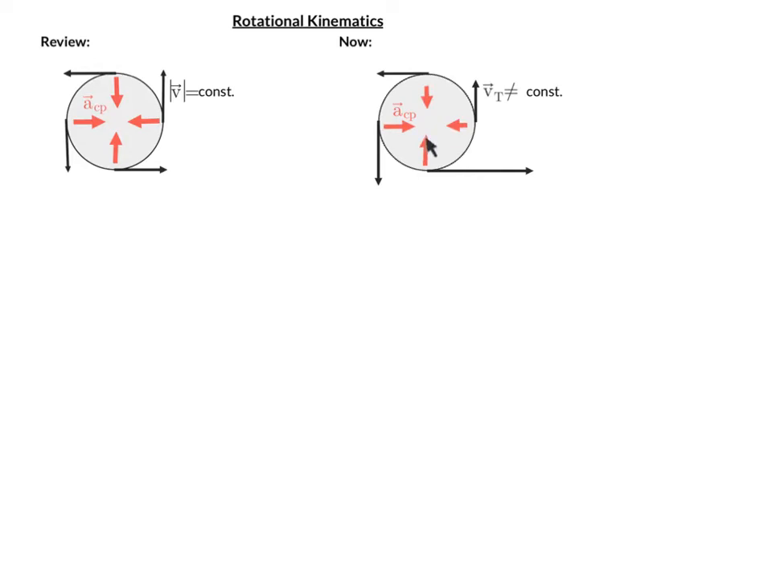The centripetal acceleration still has a radial direction, so we will refer to it more as a radial acceleration at that point. That is to differentiate the fact that in order for the velocity to increase, there has to be a tangential acceleration that acts in such a way as to change the magnitude of the tangential velocity.